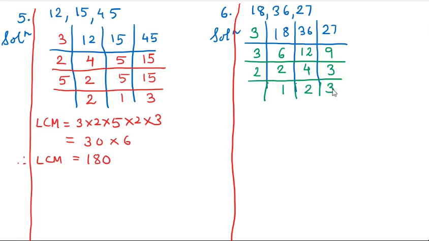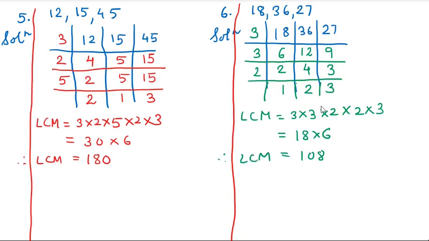Thus, we have got the LCM. LCM is equals to 3 into 3 into 2 into 2 into 3. No need to write 1. 3 3s are 9. 9 2s are 18. 2 3s are 6. So, we are going to write here 6. Okay. Now, 18 6s are how much? Correct. 18 6s are 108. Therefore, the LCM of the given numbers is 108.